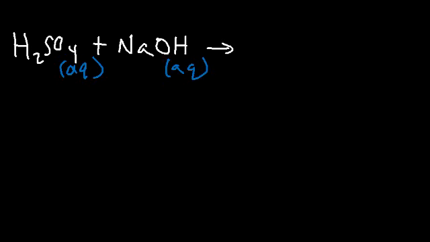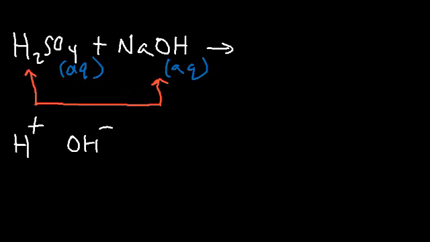So acid-base reactions are usually double replacement reactions. So we can pair up the first and the last ions together. So we have H plus and OH minus. These two, when they get together, will always form water. And water is a liquid.